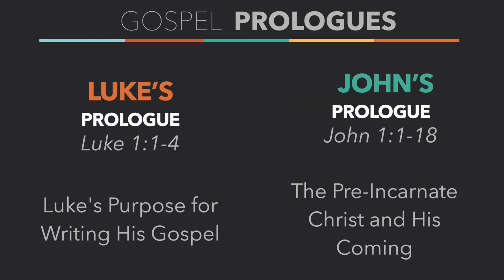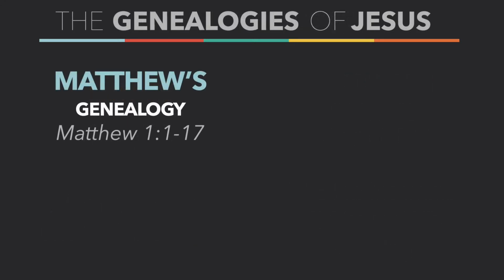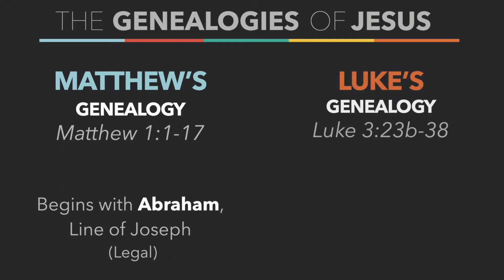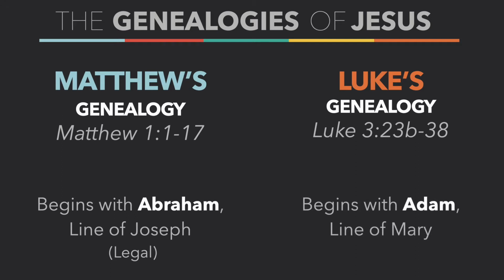We are also in this module going to cover the genealogy. There are two genealogies. Matthew's genealogy begins with Abraham and goes through the line of Joseph. This is what's known as Jesus' legal genealogy, Matthew 1 through 17. Luke's genealogy goes from Luke 3:23b through 38, and Luke covers what's traditionally thought of as Mary's line. Even though Mary isn't included in the genealogy, it is what's known as Jesus' natural line.